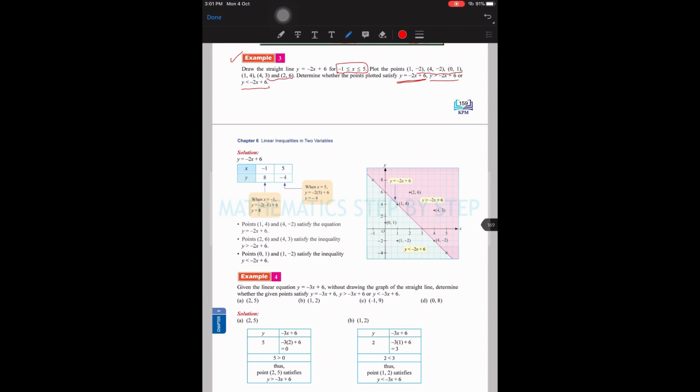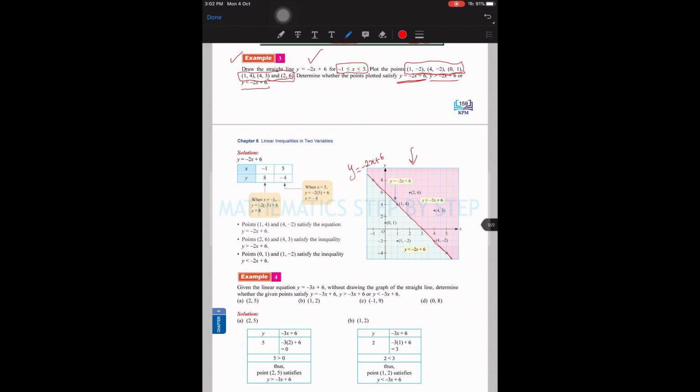So first of all, let us draw this line, y equals negative 2x plus 6, okay? So it is already drawn here. I assume you guys still remember how to draw a straight line, okay? If you are having problems, you can refer to my videos. So we can see that this line is y equals negative 2x plus 6. Now we'll plot these points on the same Cartesian plane and see where they are located, okay?